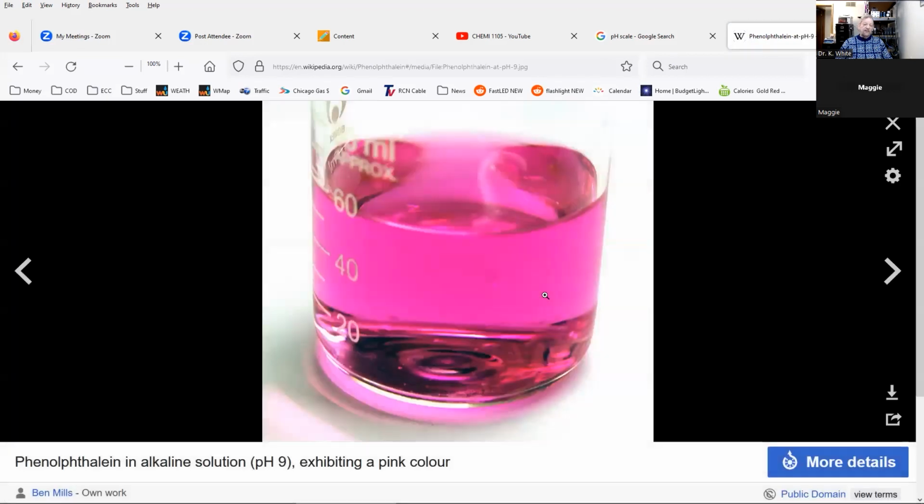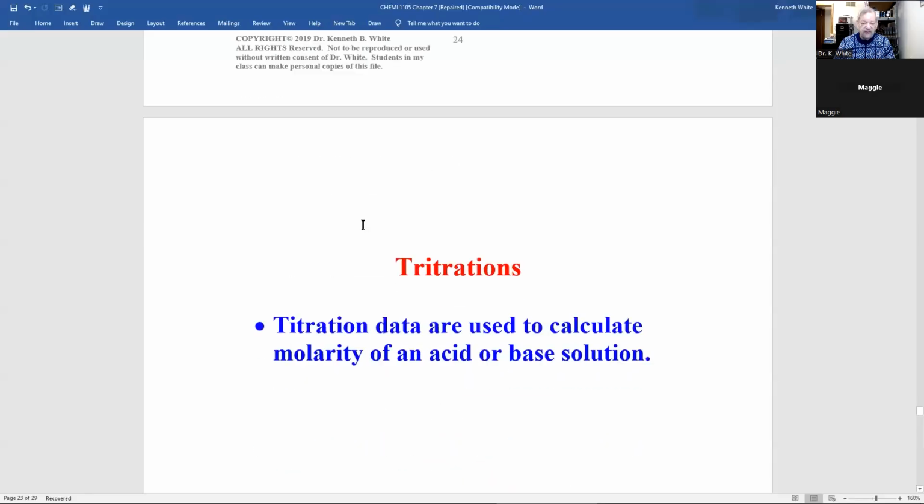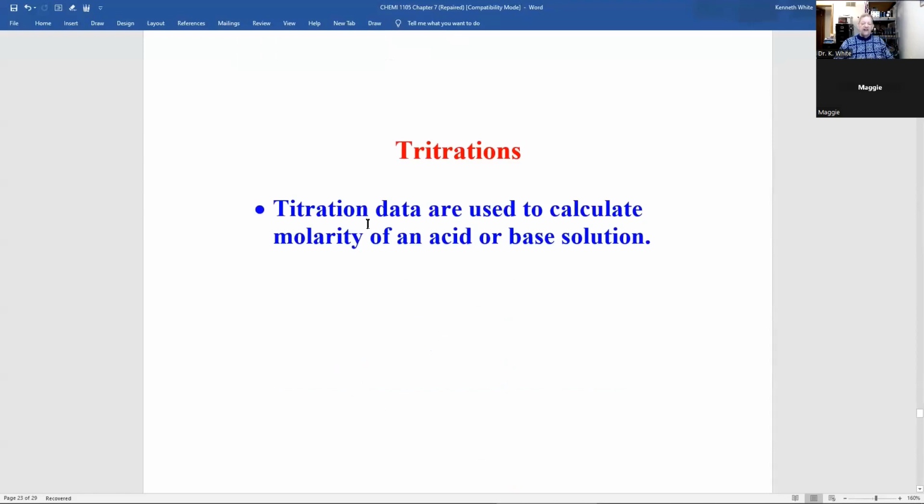It turns this color fuchsia or pink. Below that is clear. So when you're adding a base and acid, or acid and base, and you have phenolphthalein in the solution, if it's clear, it's still acidic. As soon as you see the faintest color, you know you've just gone right above pH 7. And this helps us do what's called titrations. Titration data are used to calculate the molarity of an acid or a base of the solution.